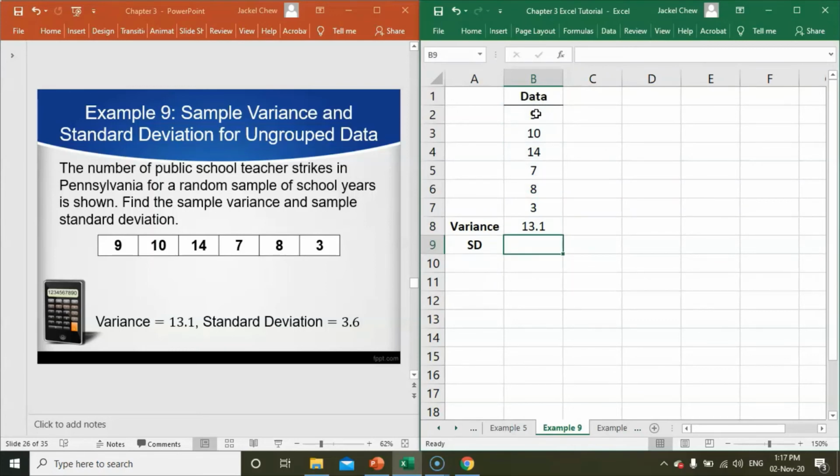And then for the standard deviation, it will be the square root of the variance. So we use SQRT, which represents the square root. And then we pick this position. And then we press enter. Then you get the answer easily.